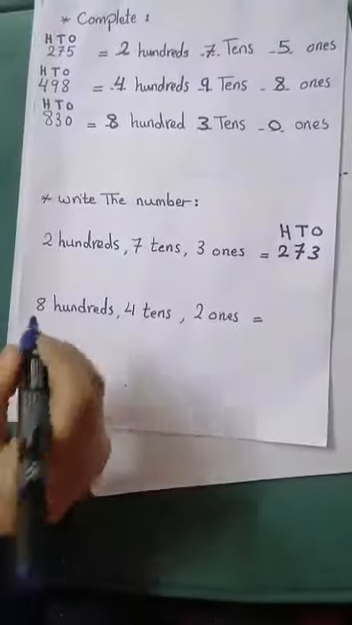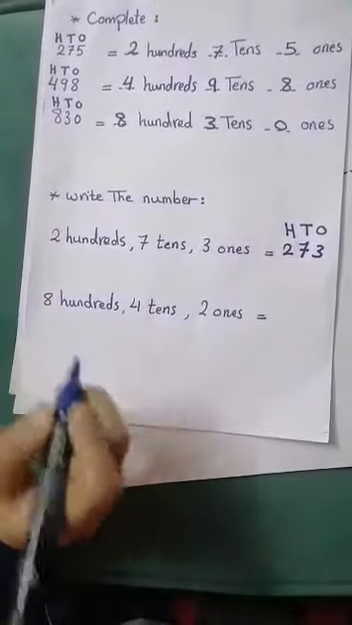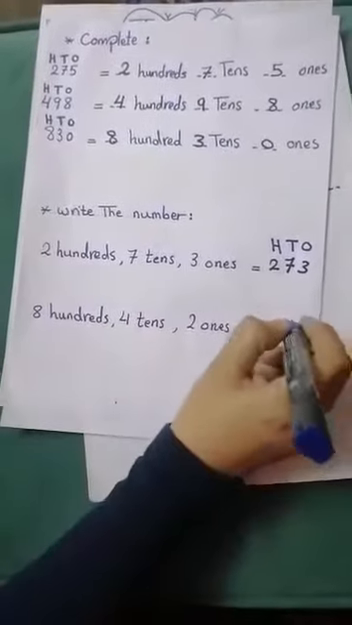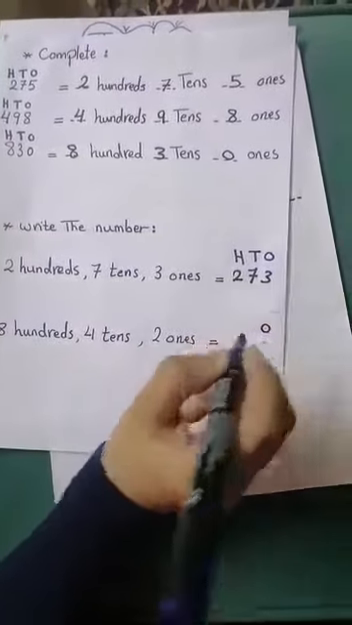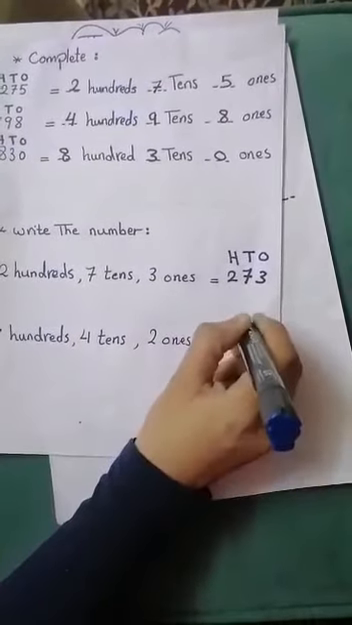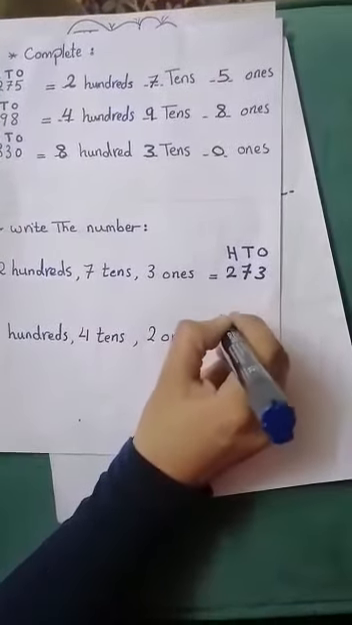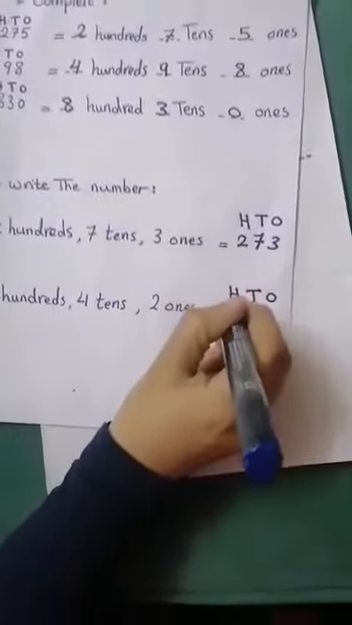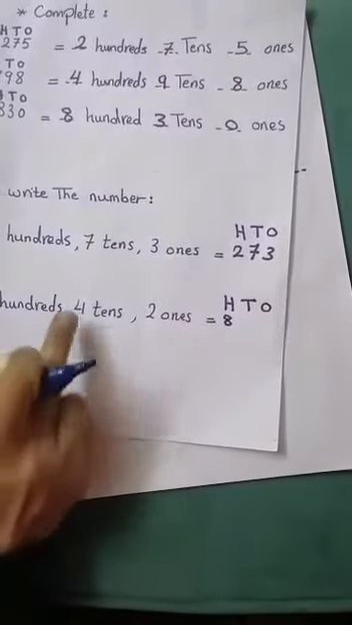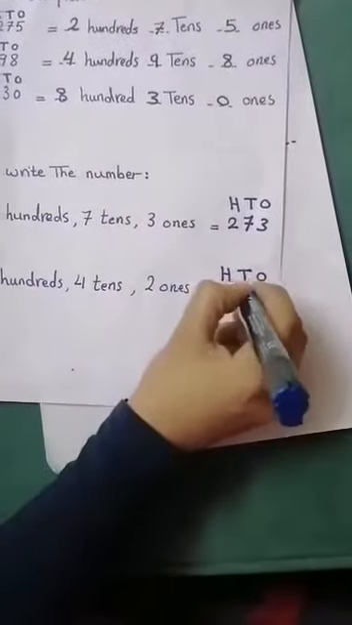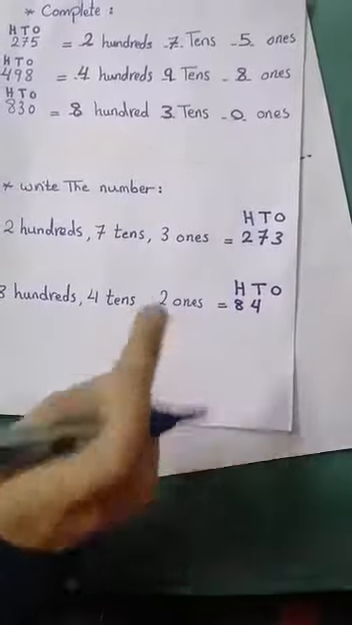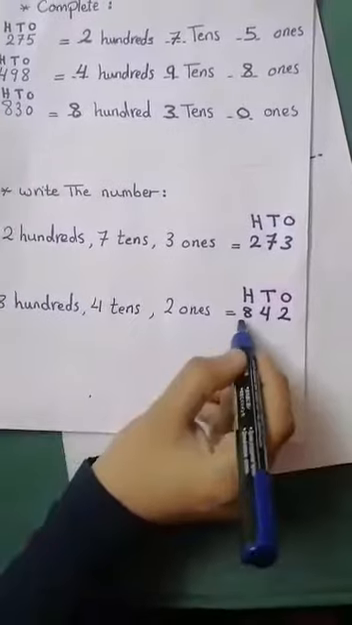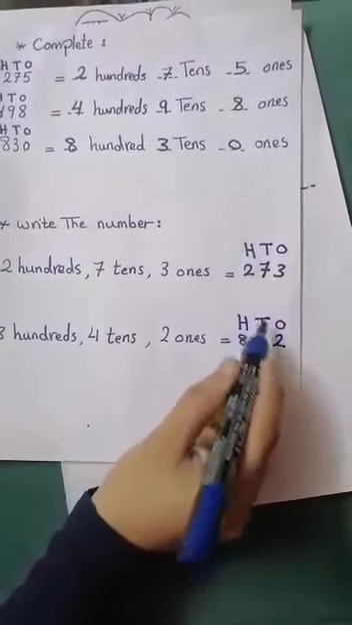Another example. 8 hundreds, 4 tens, 2 ones. The first step, put the places: ones, tens, hundreds. 8 hundreds. Write 8 in the hundreds place. 4 tens. Write 4 in the tens place. 2 ones. Write 2 in the ones place. So the number is 842.